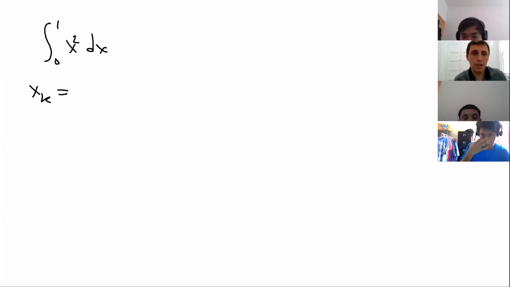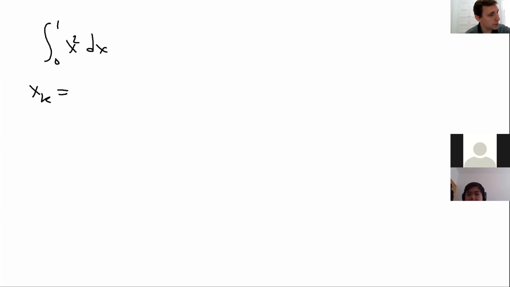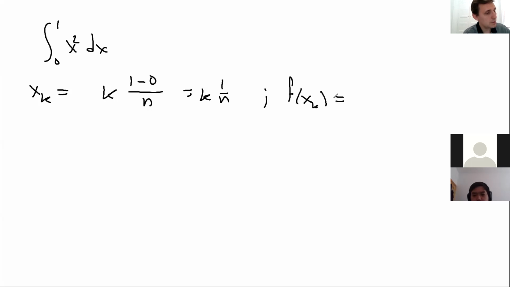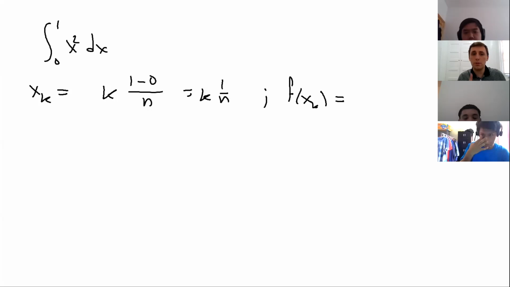Very good, David. So the interval is 1 minus 0 divided by n, and I need to multiply it by k. So it's k times 1 over n. So what is f of x sub k, please? The x sub k is the base at which I construct altitude for my function.